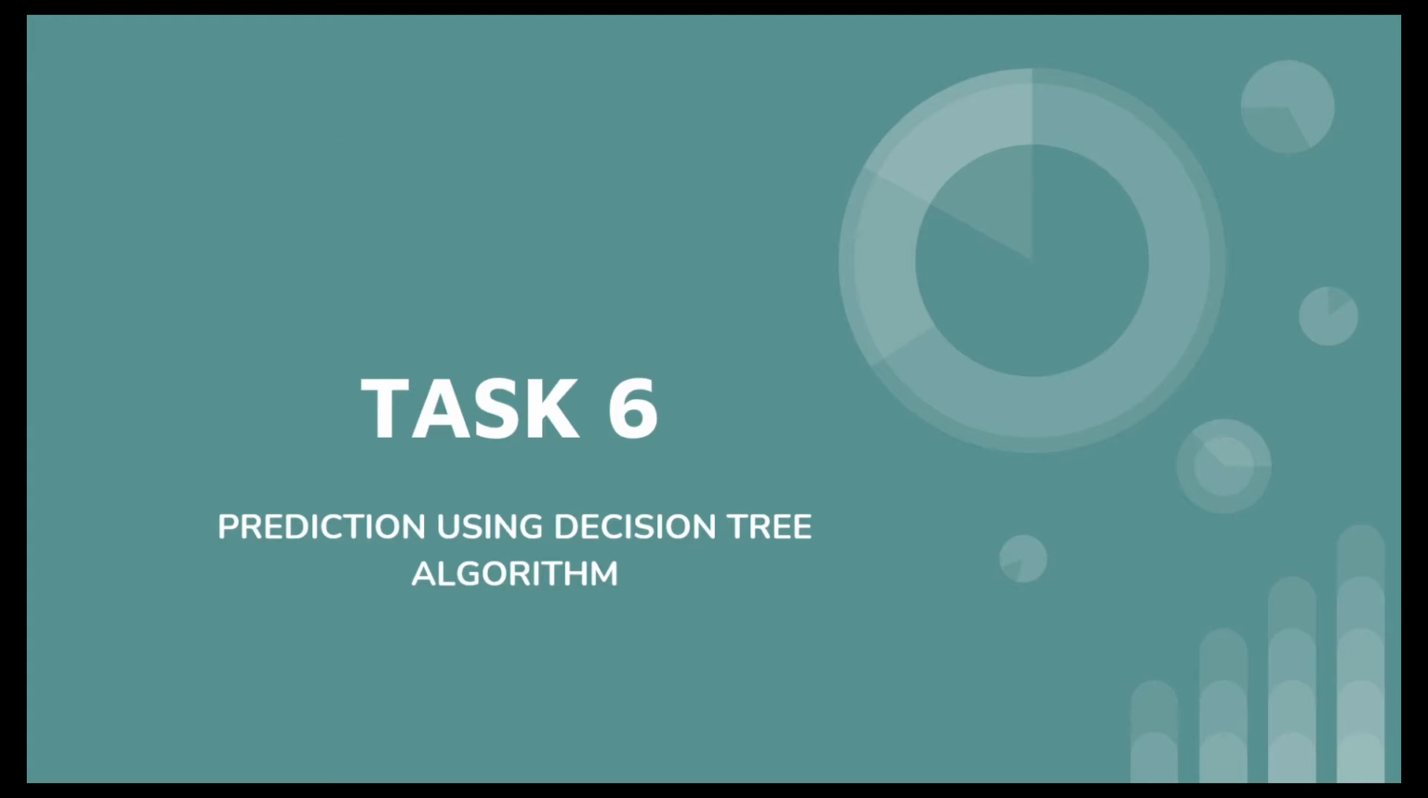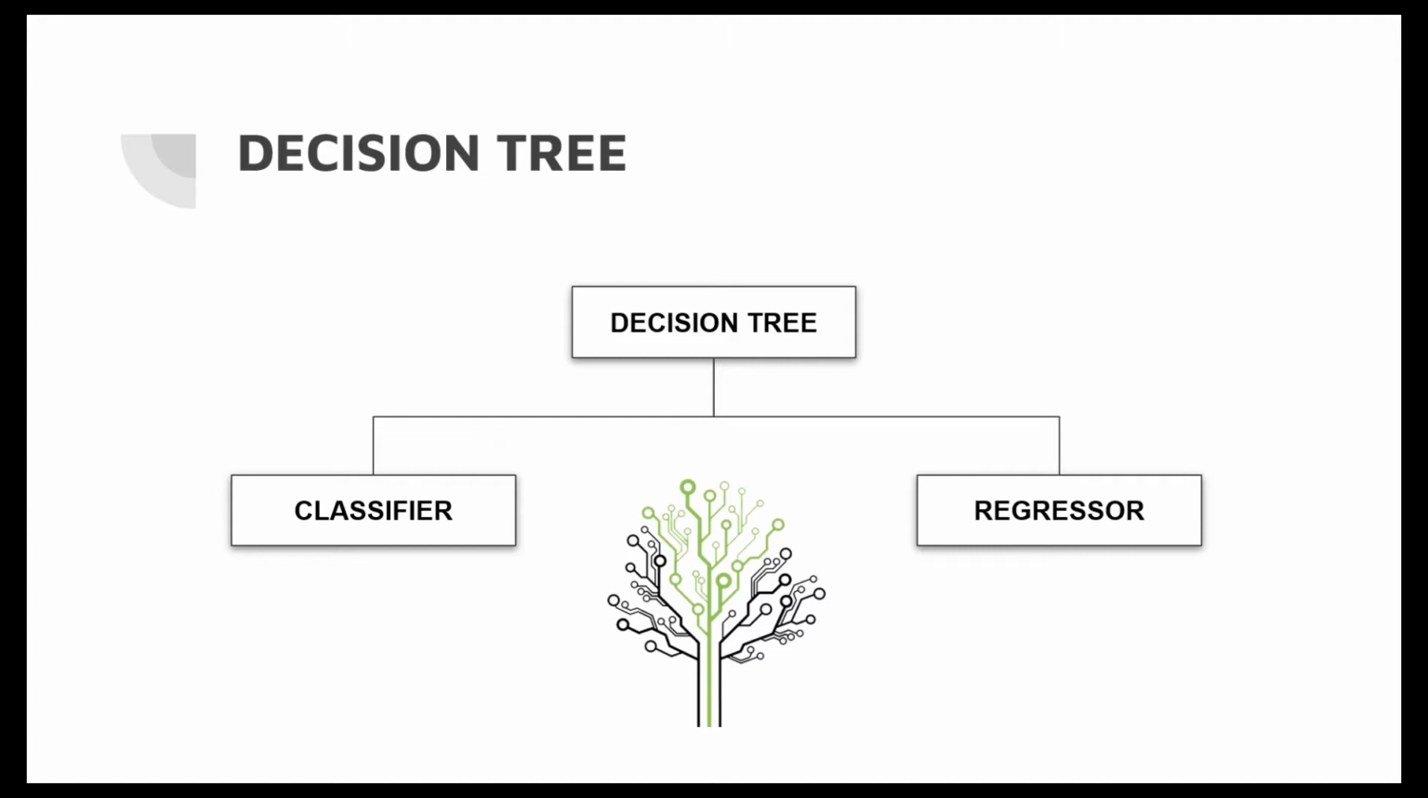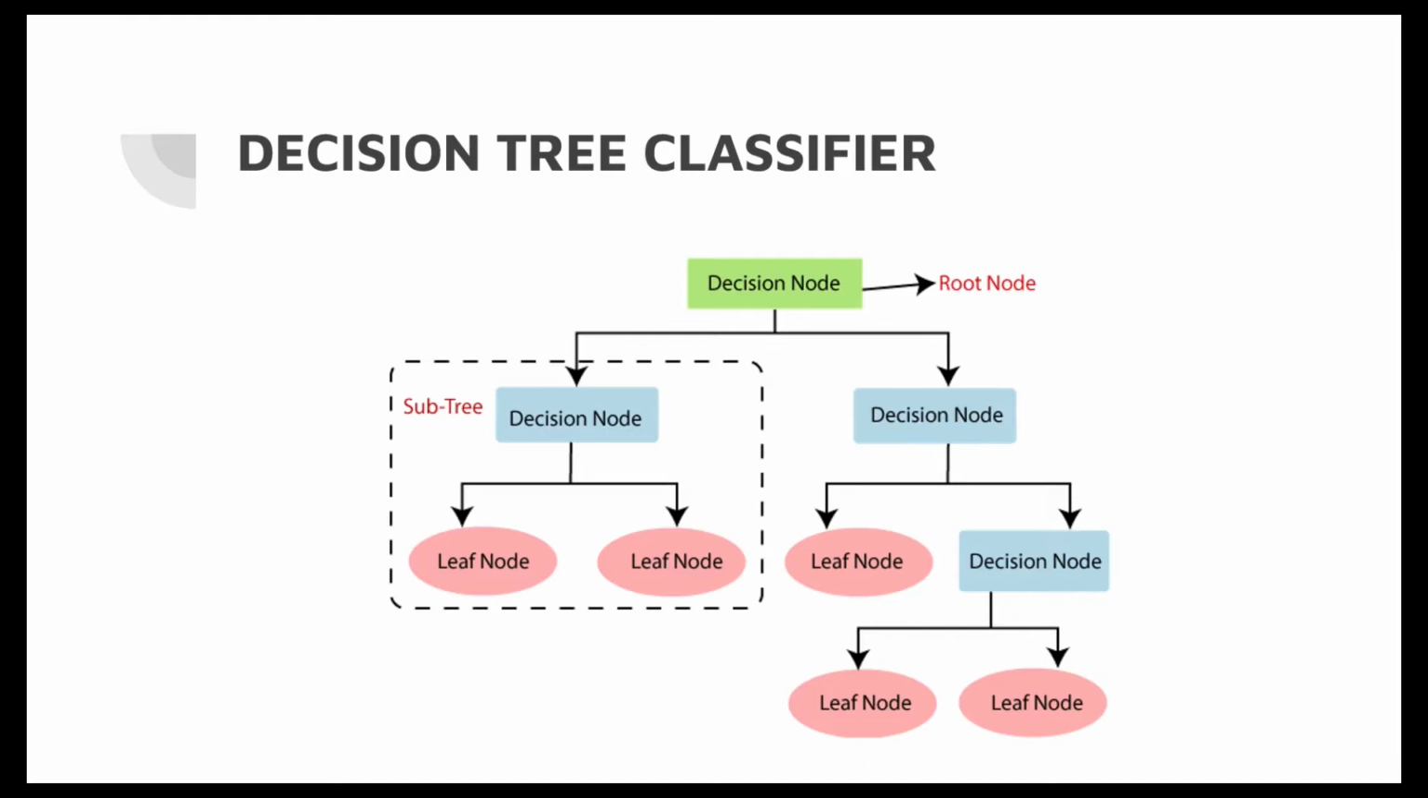The task 6 is to make a prediction using a decision tree algorithm. Now, the decision tree algorithm works as a classifier and also as a regressor, but basically it works as a classifier. While working as a classifier, a decision tree looks something like this. It has a decision node which is further divided into decision nodes and the leaf node.